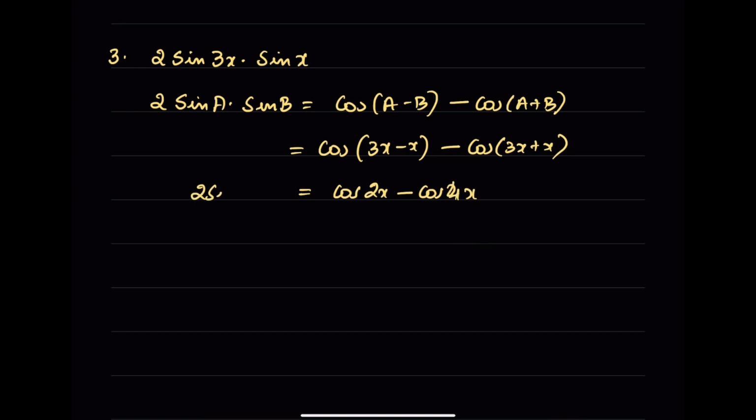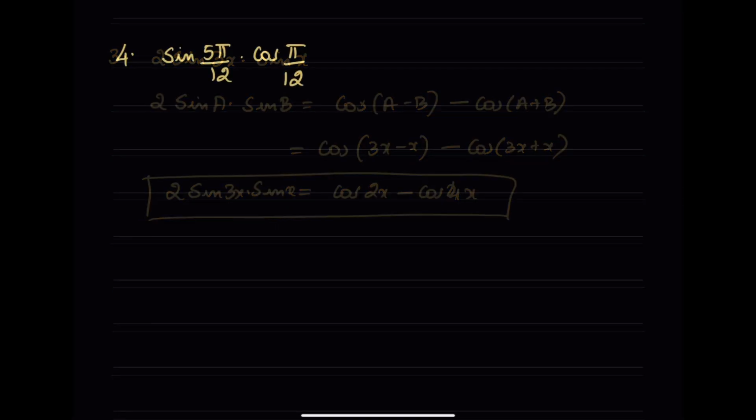So please keep in mind, 2 sin A sin B has a unique structure where cos of A minus B is the first value, followed by minus cos of A plus B. So this will be 2 sin 3x multiplied by sin x.